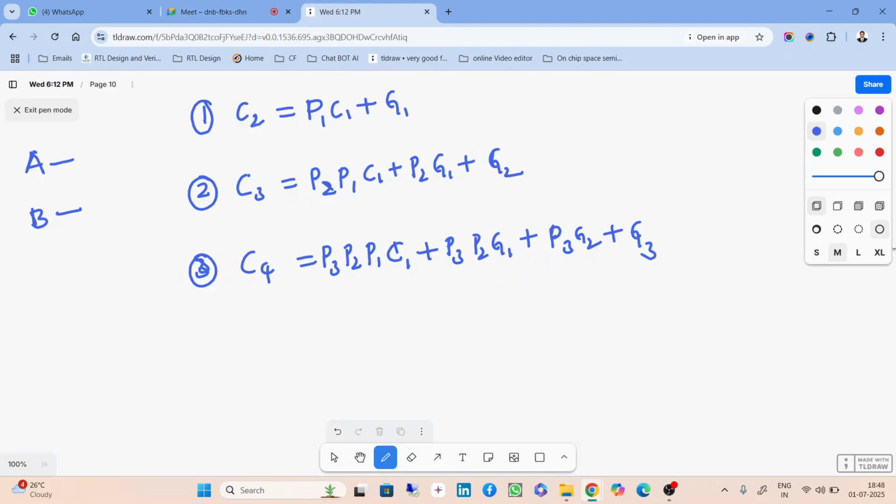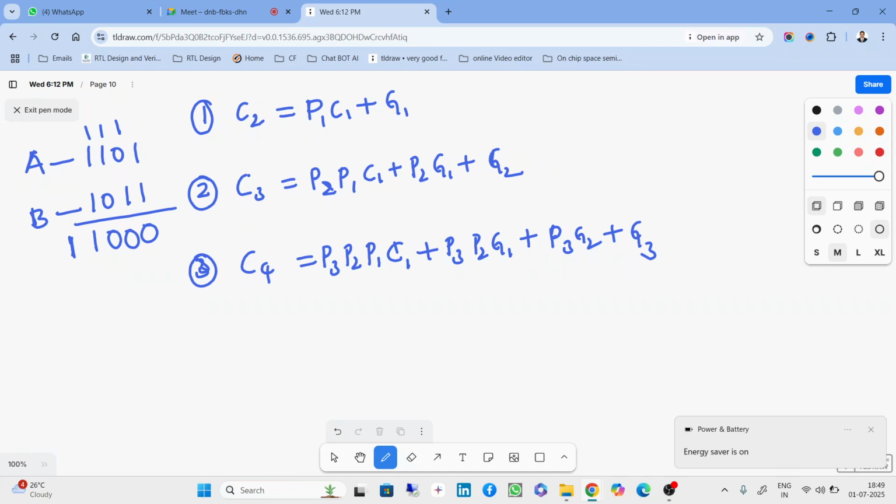So see here, I am taking two 4-bit values. Let us take 1101 and 1011. If we are adding, what do you get? 1 plus 1 is 0, carry 1. Then 1 plus 0 plus 1 carry is 0, carry 1. Then 1 plus 1 plus 0 is 0, carry 1. Then 1 plus 1 is 1, carry 1. Okay. So I'm going to verify with this one.